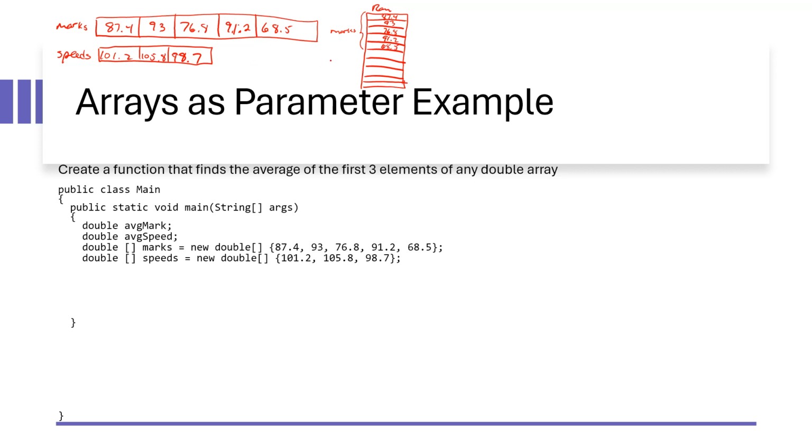And then right after that, we're creating an array called speeds, which takes up 3 slots. This one takes up 101.2, 105.8, and 98.7. So this is how it's actually stored in memory right now. It's taking up this much space right up to that point. So we get over here. I'm also creating 2 variables, one called average mark and one called average speed. So this one may be down here, average mark, and this one down here is average speed.